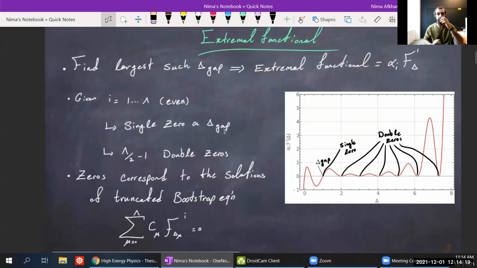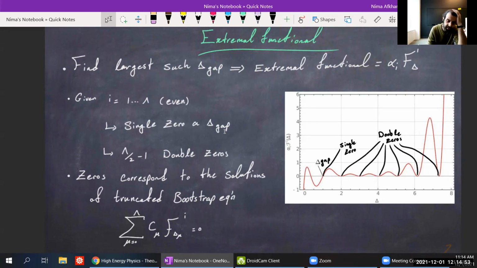For my purposes, the extremal functional comes about when we try to find the largest region in the parameter space where the theories are ruled out. So in the case of the problem I described above, when you try to find the largest such delta gap where the theory is allowed, meaning you can't find a functional, I call that resulting functional alpha_i, the extremal functional. And we can make some observations about this particular simple case.